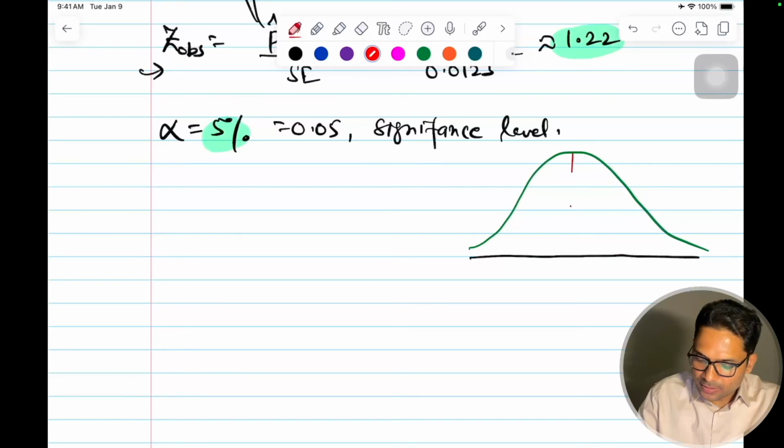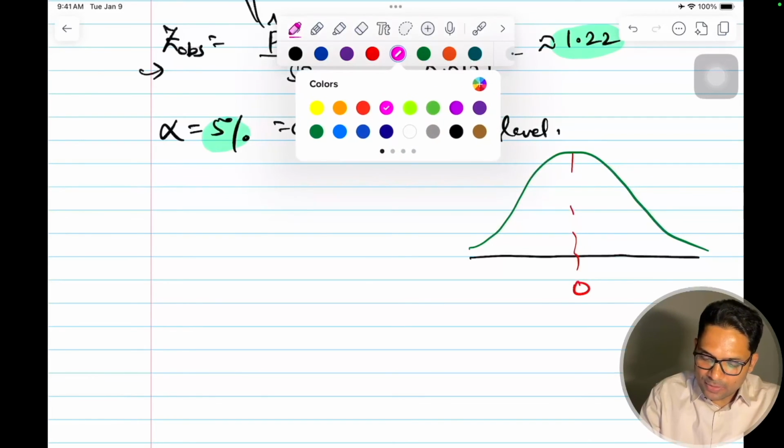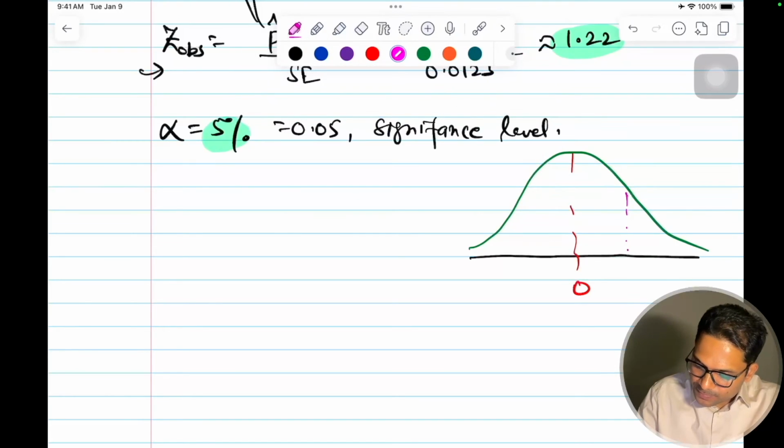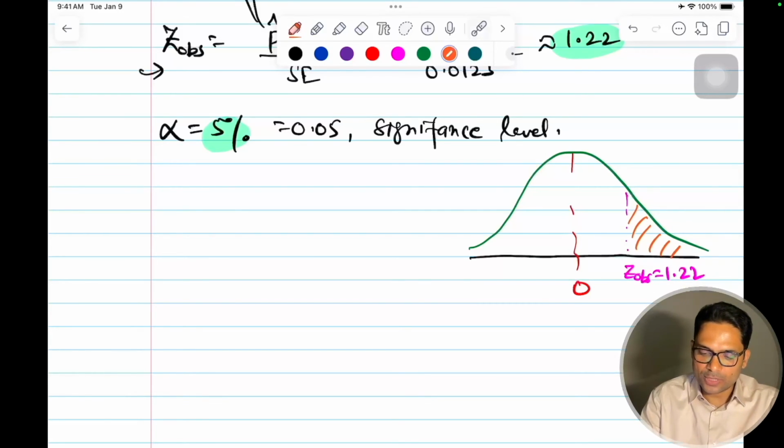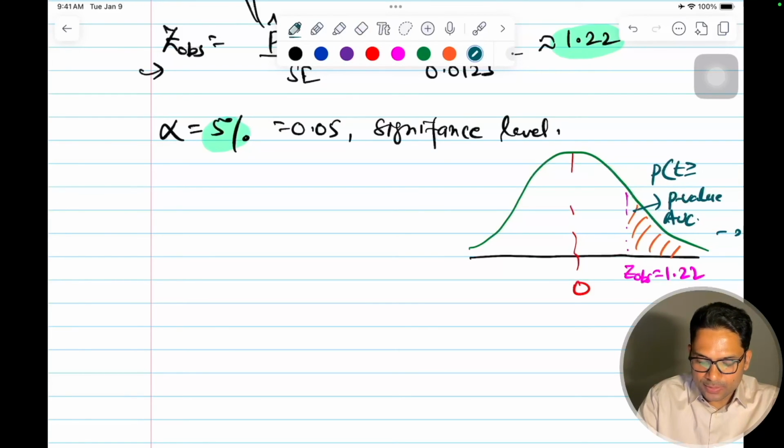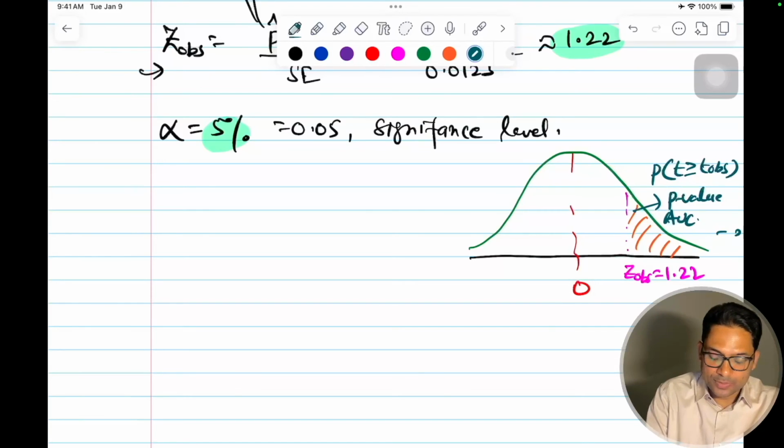it is a normal distribution. Here your mu is there, and now we have found out that your z observed is equal to 1.22, and so this is my p value. There will be some area under this corresponding to this. So this will be my p value, that is equal to the area under the curve for the probability of observing t greater than or equal to t observed. This is the t observed, z observed. Okay, this is the area under the curve.